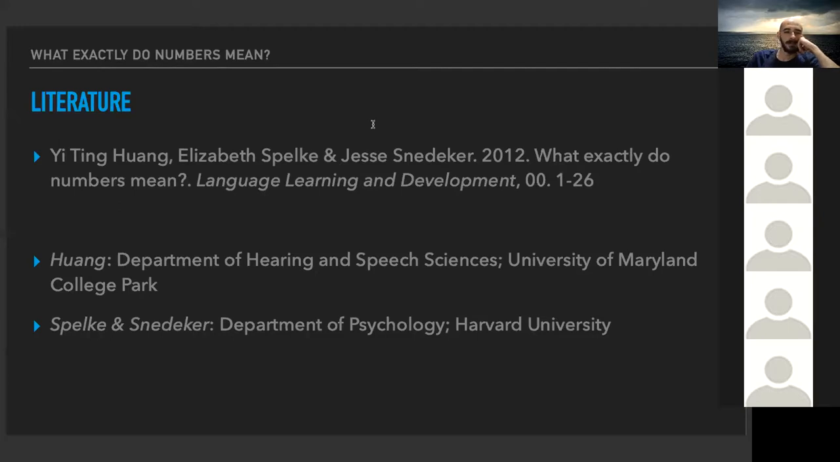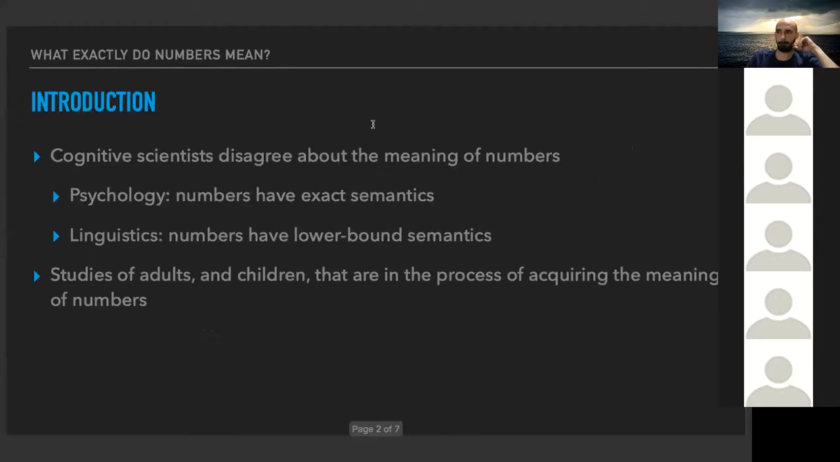All right, in today's presentation, I will talk about the paper, What Exactly Do Numbers Mean? By Huang, Spelke, and Snedeker. Huang works at the Department of Hearing and Speech Sciences at the University of Maryland, and Spelke and Snedeker both work at the Department of Psychology at Harvard University. So, all right. What is this paper about? Apparently, there has been a disagreement on the interpretation of number words. So psychologists tend to say that numbers have exact semantics, while linguists say that numbers have lower bound semantics. I will talk about the meaning of these terms in a minute.